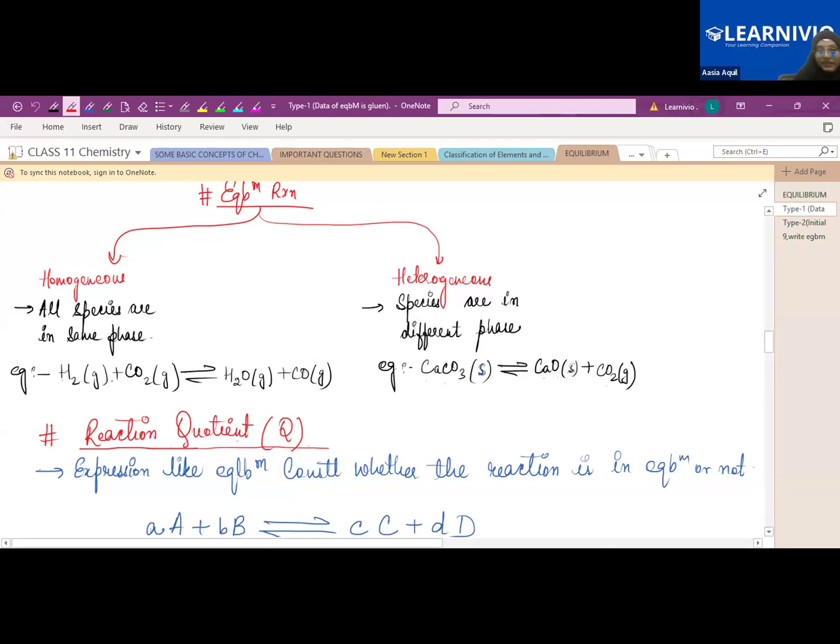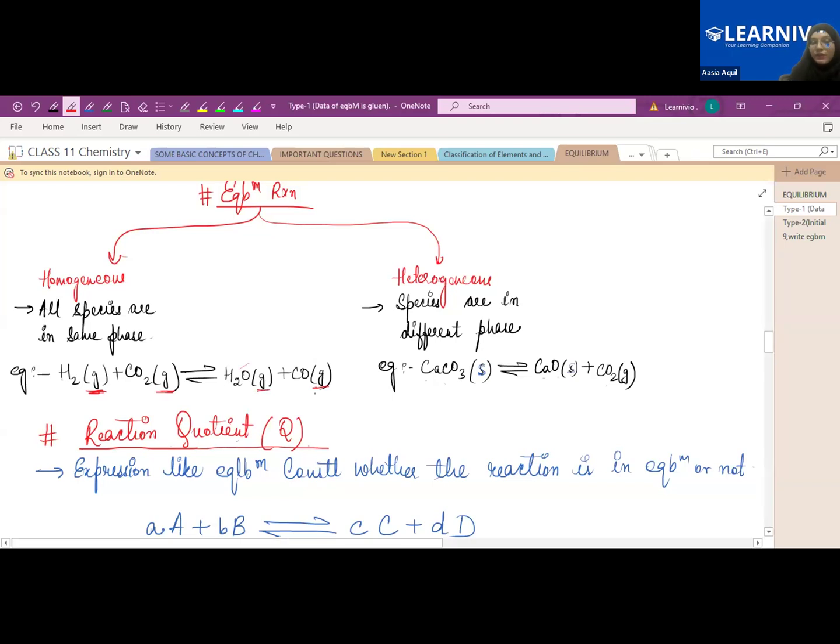For example, consider this equilibrium equation: H2 plus carbon dioxide gives you H2O plus carbon monoxide, CO. Right, so here you can see all the species are in the same phase, which is the gaseous phase. H2 gas, carbon dioxide gas, water vapor, carbon monoxide is again a gas. So if all the species are in the same phase, we can say that this equilibrium reaction is a homogeneous type of equilibrium reaction. Is it clear? Yes. Yeah, ma'am.